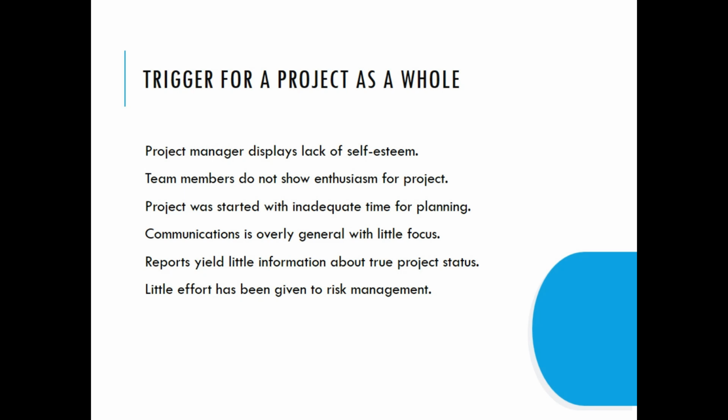Let's talk about some common triggers for a project. Some common triggers for a project risk are: the project manager displays a lack of self-esteem. The team members do not show enthusiasm for the project. The project was started with inadequate time for planning. No planning means we need to spend a lot of time in the execution phase. Communication is overly general with little focus. Reports yield little information about true project status, or little effort has been given to risk management. These are all indicators, or triggers, for a project risk.